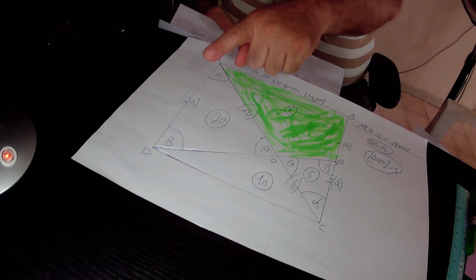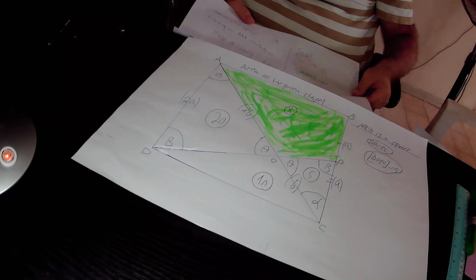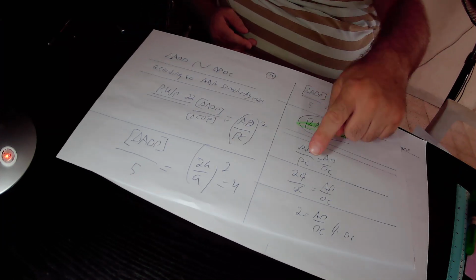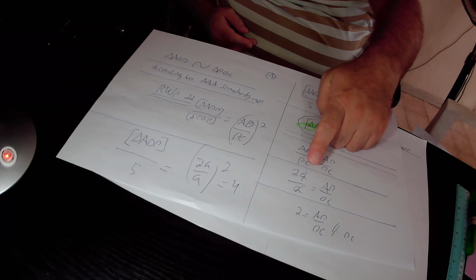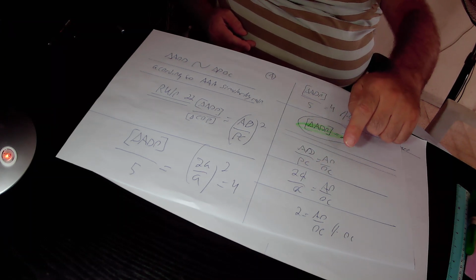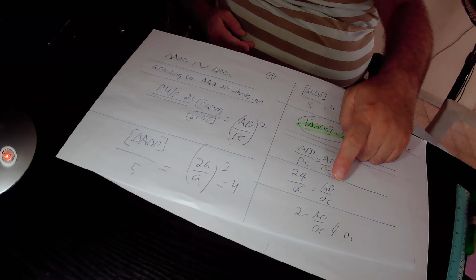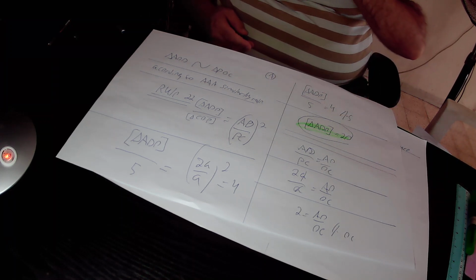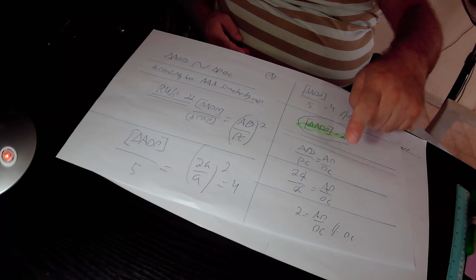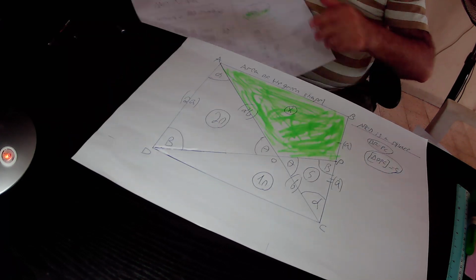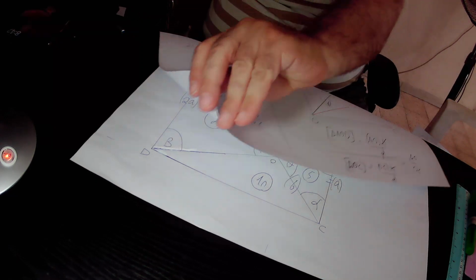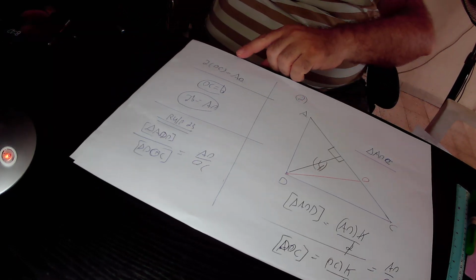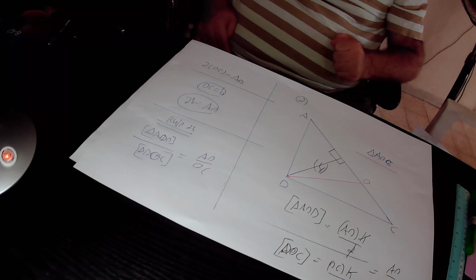AD is 2A and PC is A. So we have A in the numerator and A in the denominator, so A will get cancelled and we leave 2. And it is equal to AO over OC. We multiply this equation by OC and find out that 2 times OC equals AO.